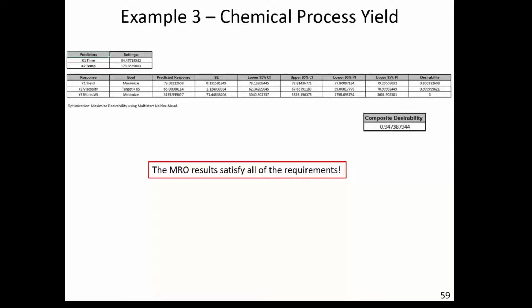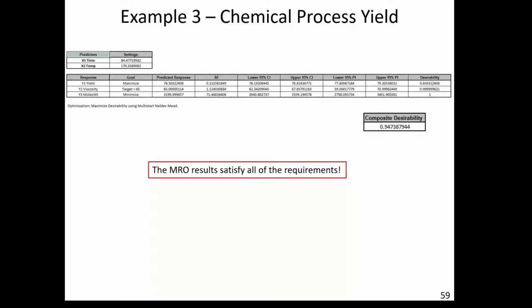It's not the largest possible yield, but it's given the constraint that you want to maintain your viscosity at the target of 65, and you want to minimize your molecular weight. This is a good solution. And then, of course, for all of these, you need to go and do confirmation experiments to validate the results.